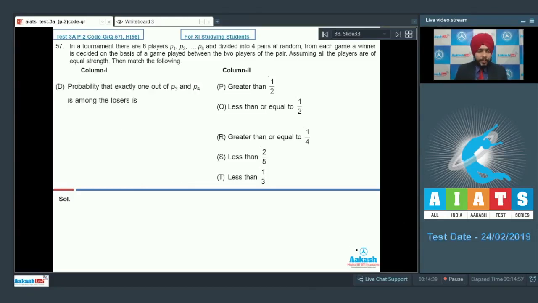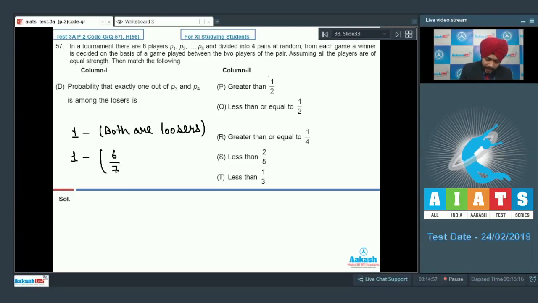The probability that exactly 1 out of P3 and P4 is amongst the losers. So exactly 1 should be among the losers. So 1 minus the probability that both are losers. If both are losers, they cannot be in the same team. Again, 1 minus 6 by 7 is the probability that they will not be in the same team, multiplied by half, the probability of losing of P3, multiplied by half, the probability of losing of P4. So 1 minus 3 upon 14, and that means 11 upon 14 is the answer for this question.